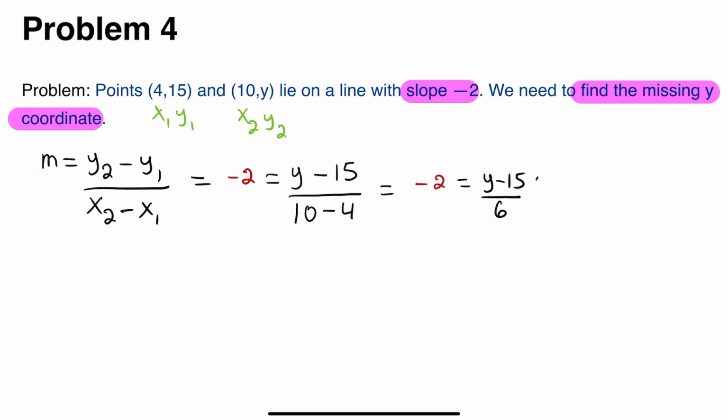So we'll multiply by 6 here and multiply by 6 here. As you can see, the 6's cancel out on the right. And back on the left, we have 6 times -2, which is -12, equals y minus 15. We're trying to solve for y, so we have to get rid of that -15. We can do that by adding 15 to both sides.